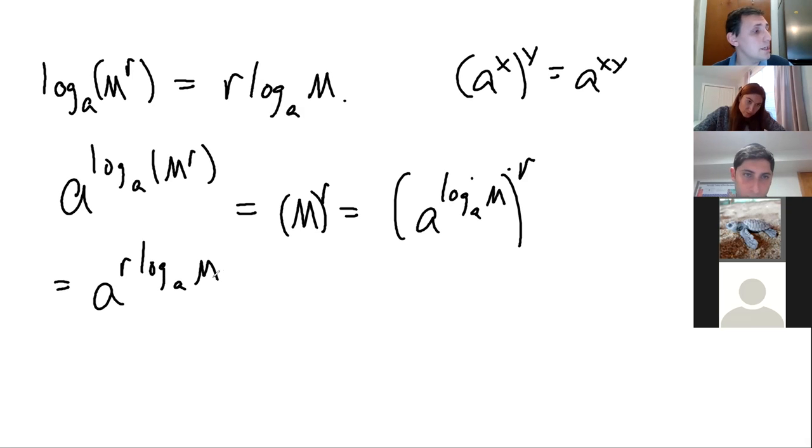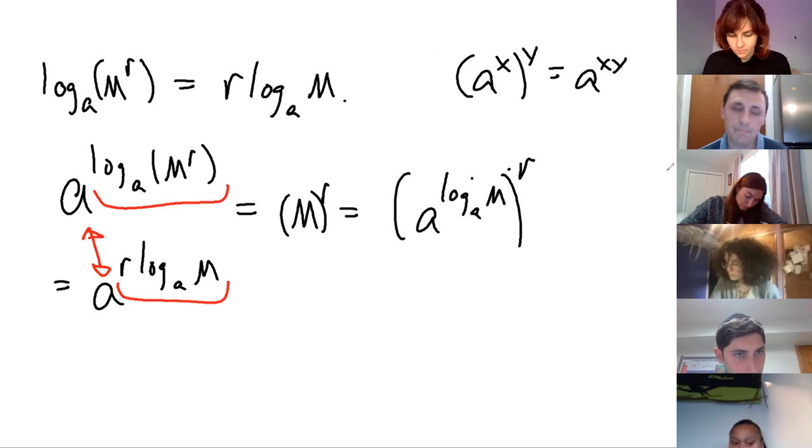And now what do you see, guys? They're the same. We see that this and that power give us the same answer because they're equal. And because the power is unique, they must be the same. You see, I'm using the fact that the power is supposed to be unique.